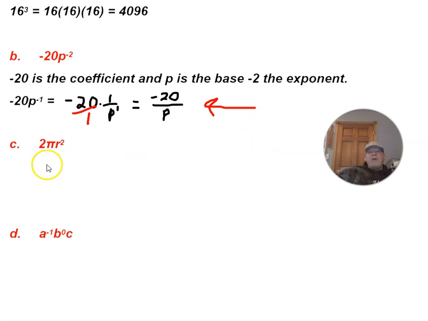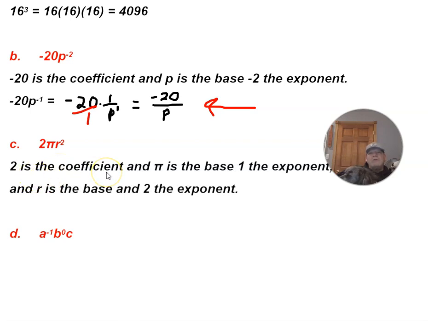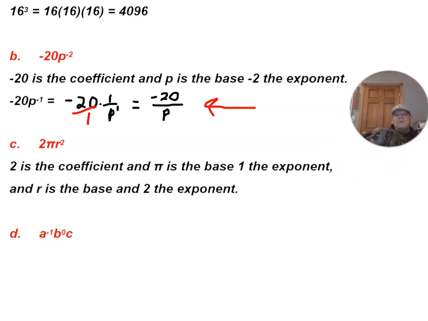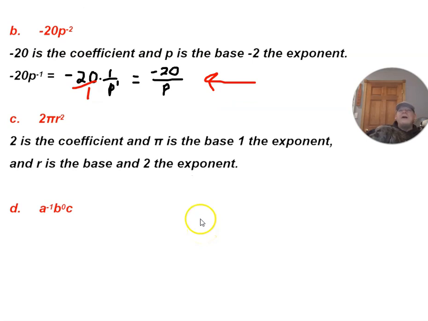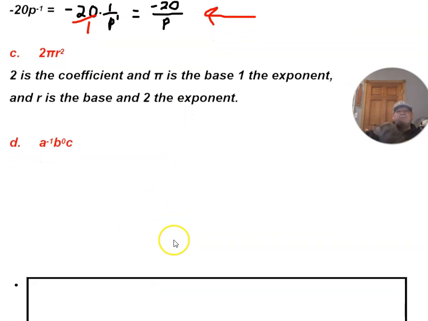Okay, so now 2 pi r squared. 2 is a coefficient, pi is a constant, and r is the base, and 2 is the exponent, to the second power. You cannot simplify that any further unless they ask you to approximate it. If they want you to approximate it, it would be 2 times 3.14 r squared or 6.28 r squared, but that is not exact. That is an approximation.